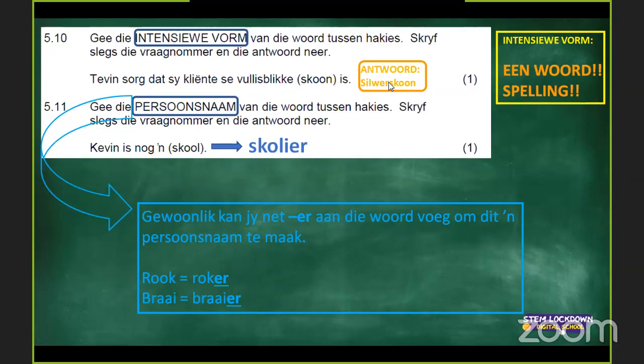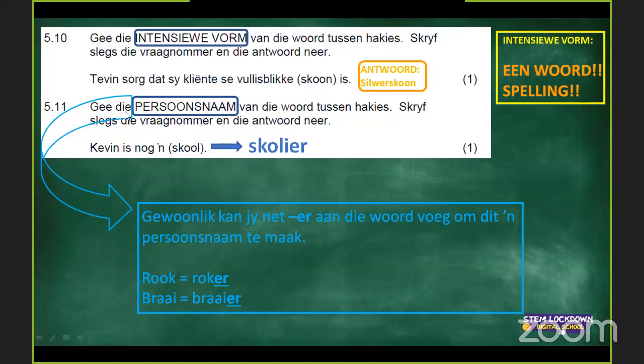Squish everything together. All intensieve vorme is een woord. It's all one word. And then obviously spelling. Your spelling is very important. They have asked silverskoon because your common spelling mistake in silverskoon is you put a V instead of a W. In Afrikaans gebruik ons 'n V, okay, a W.